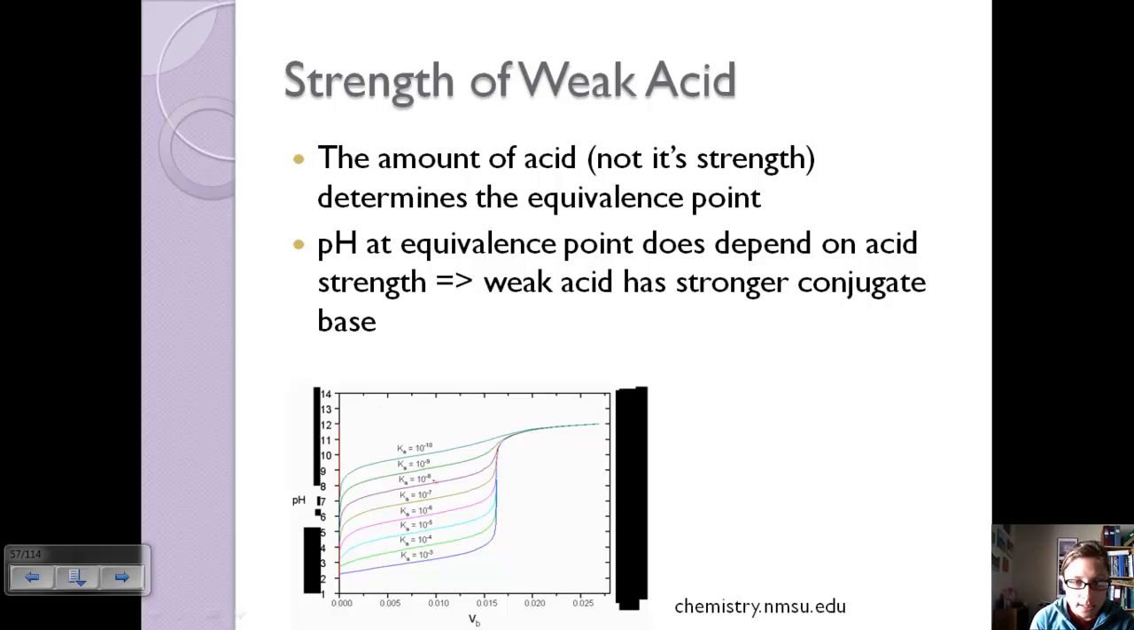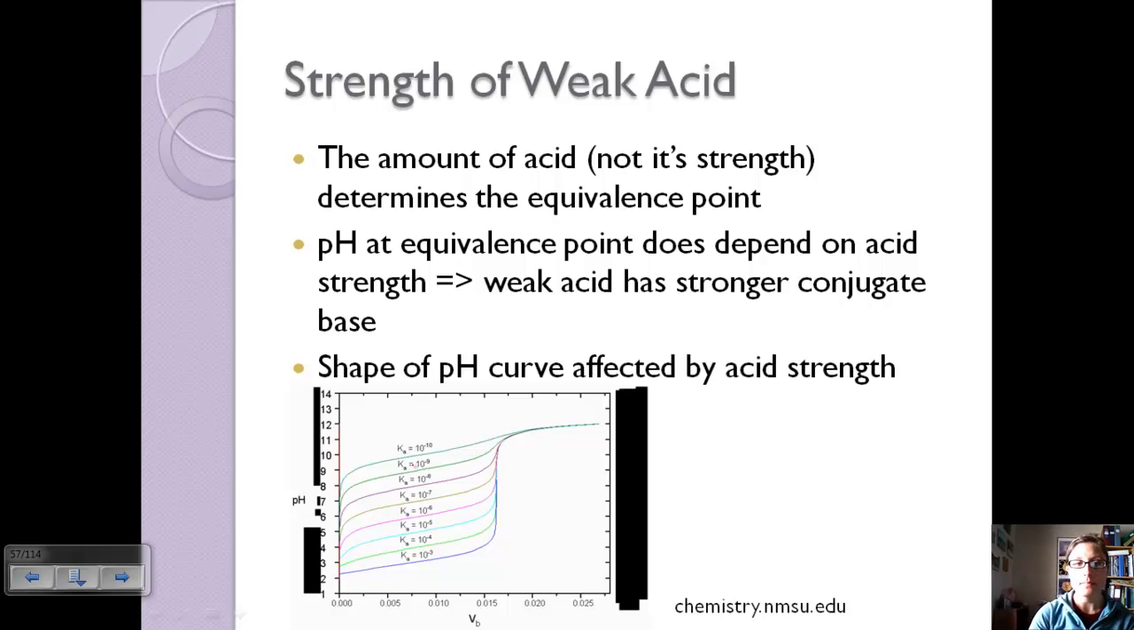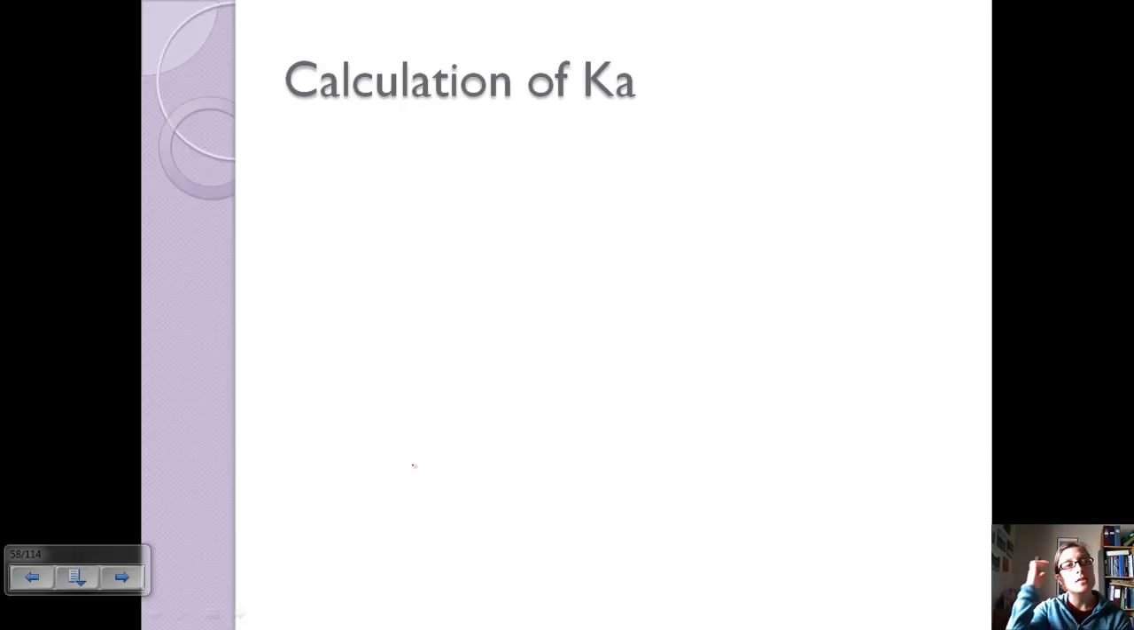So if we take a look at all these Ka values, as the Ka value gets larger, you can see that we've got this more leveling off and then this larger range for our equivalence point versus Ka of 10. You're almost seeing no change whatsoever. So the shape of the pH curve is going to be affected by acid strength. Okay, so what we're going to move on to next is how to calculate Ka.